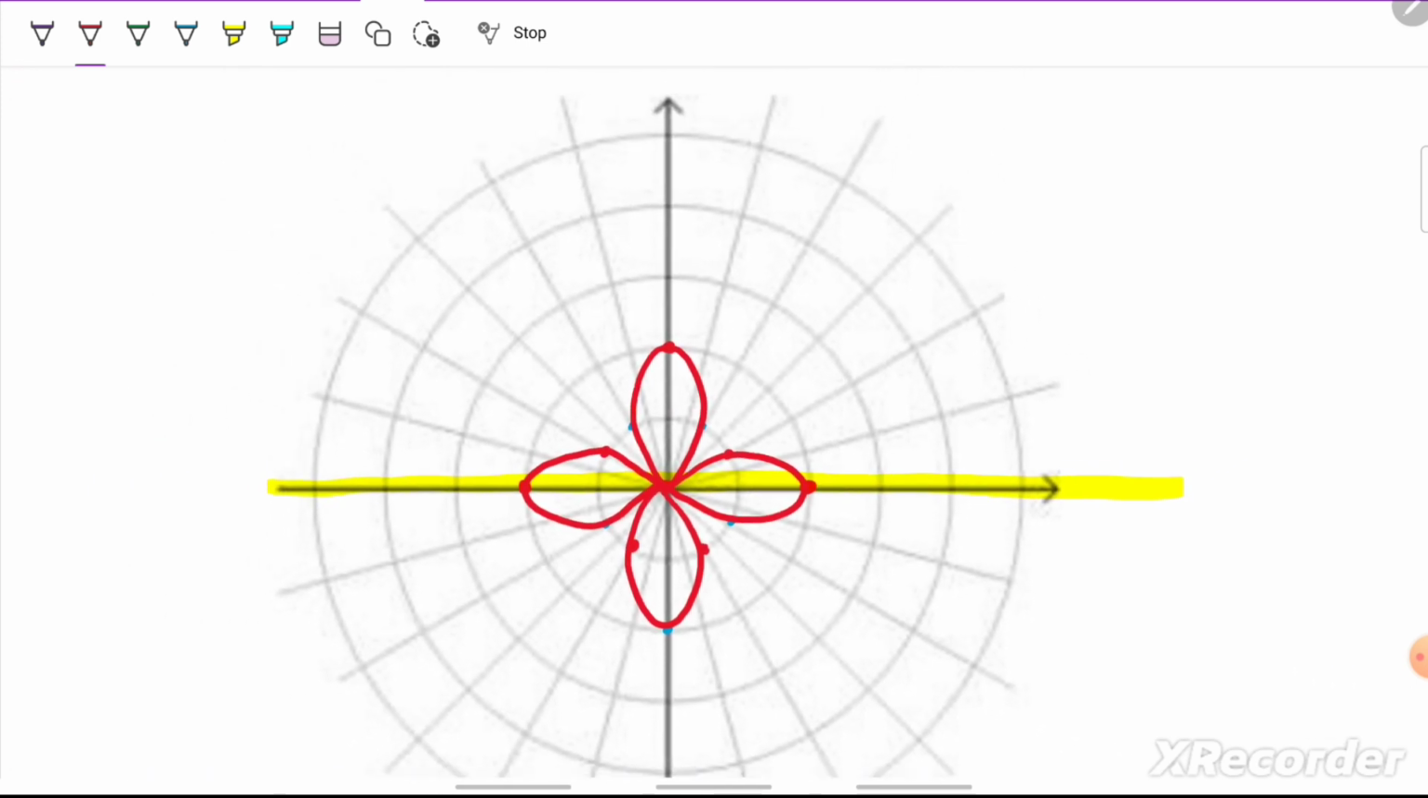Remember, in our definition, it said if n, which is the number multiplying theta in the argument of our equation, is even, then the rose is going to have 2 times n petals. So we get 2 times 2, 4 petals.